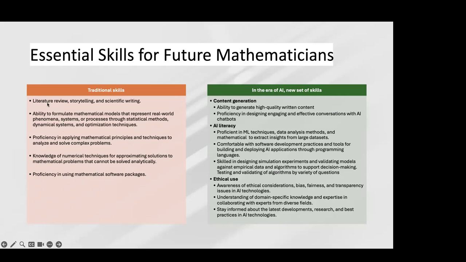So traditionally we were supposed to know how to do a literature review. We were supposed to know how to develop a research question and a storytelling of our work. We were supposed to write scientific documents. We were supposed to develop models to represent real-world phenomena. That was traditional. Now that model could be a statistical model, a dynamical model, an optimization model, different types of models. But we were supposed to know this process.